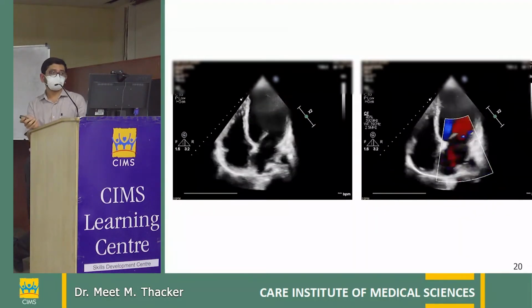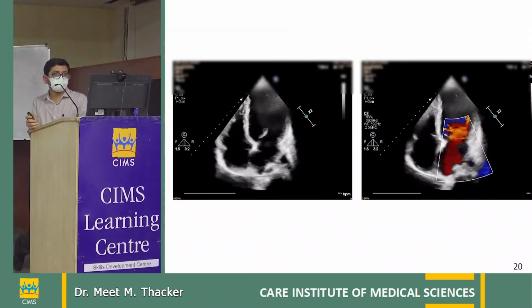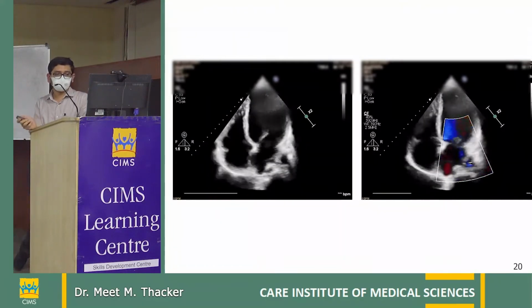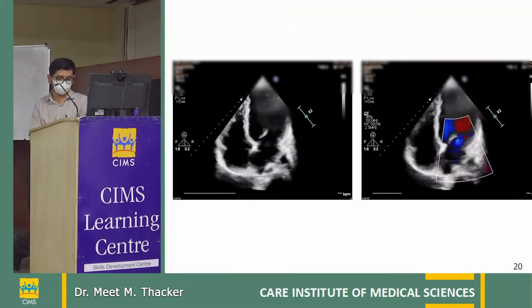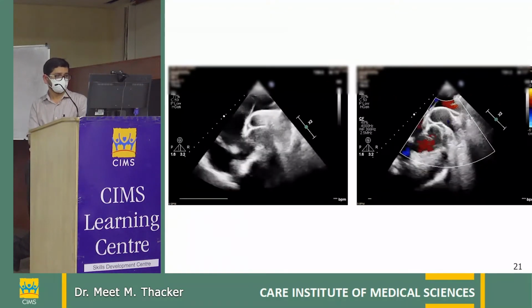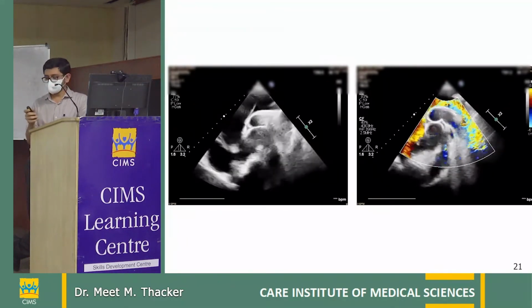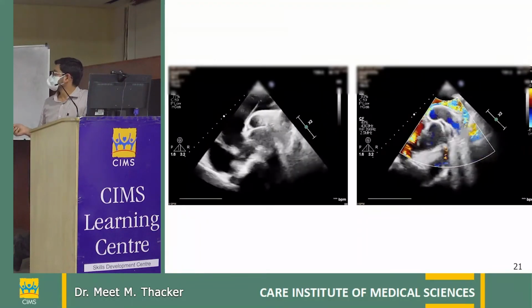Apical 4-chamber view on the left side with the color interrogation on the right side shows a dilated LV with globally reduced LV systolic function and some trivial MR. So though the mitral valve was degenerative, the patient didn't have significant MR. This is a suprasternal view of the aortic arch, which nicely demonstrates the aortic dissection flap here. The color interrogation across the same.